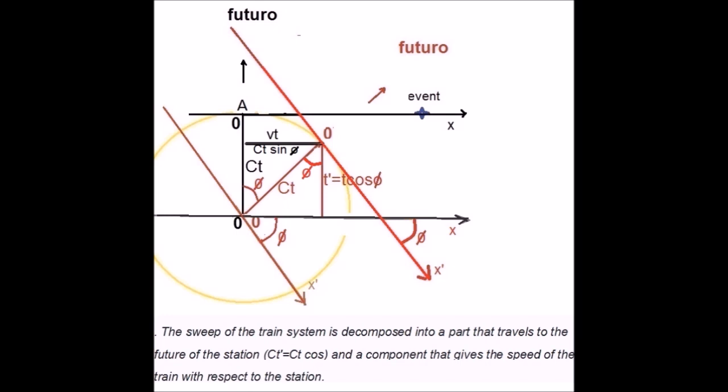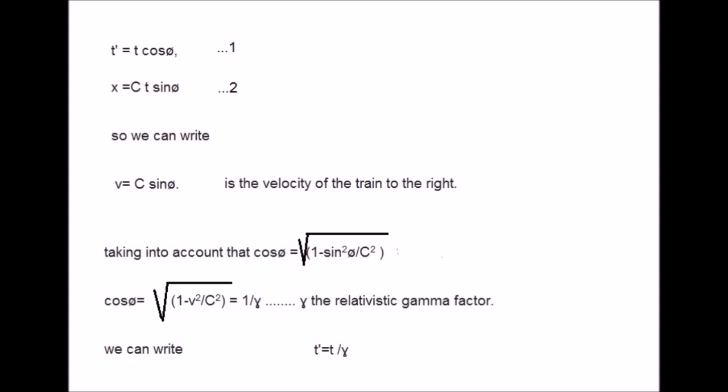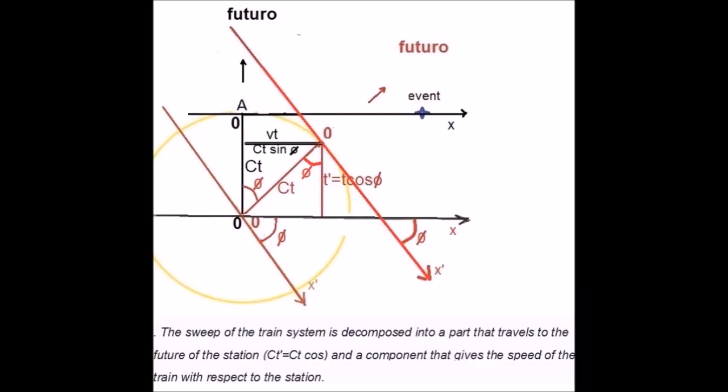The coordinate of the origin of the train has advanced to the right a distance x equals t multiplied by c sine phi. Then we recognize that v equals c sine phi. Then we can write the relativistic factor as the inverse of the cosine phi, as we see in the figure, to obtain t prime equals t over gamma. While the clock of the station's coordinate origin has passed t, the clock of the train's coordinate origin has advanced t over gamma. This effect is improperly known as time dilation.